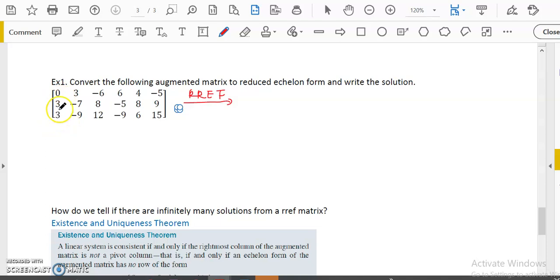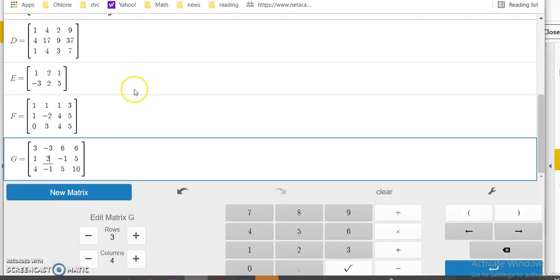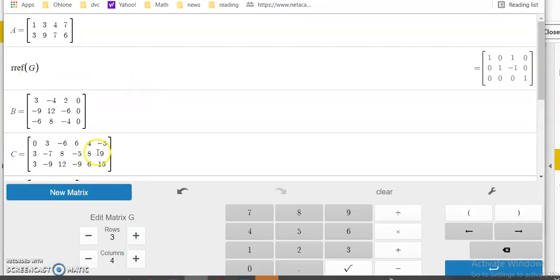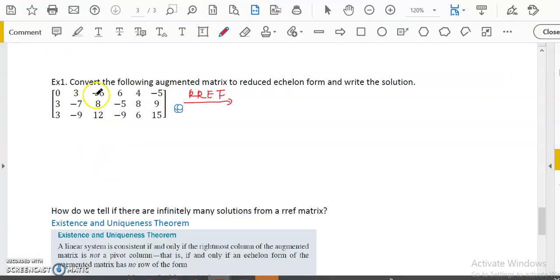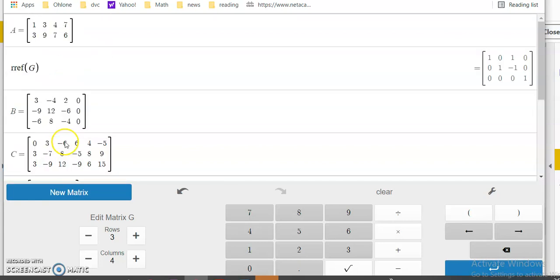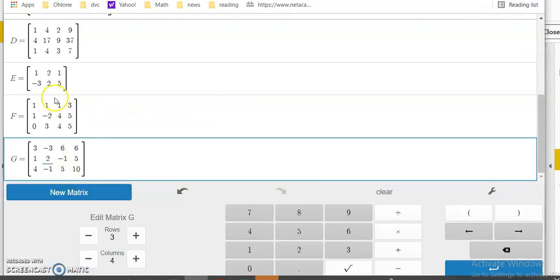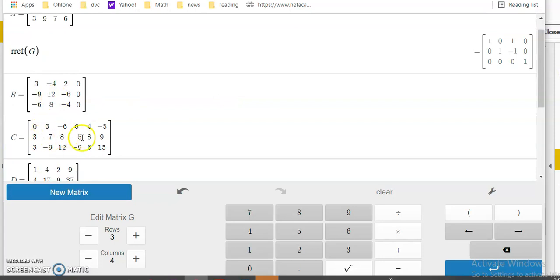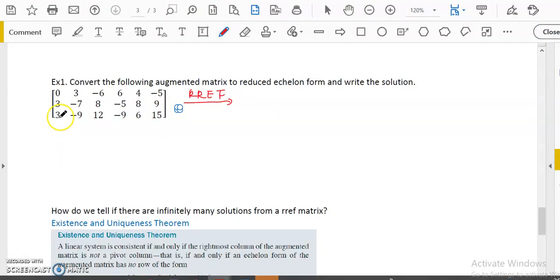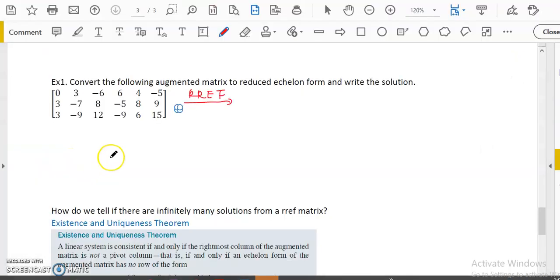So 3 rows and then 1, 2, 3, 4, 5, 6 columns. So there's a lot of time involved in entering it. Did I enter it already? No, here I'll enter it in C. 0, 3, negative 6, 6, 4, negative 5. Just make sure that it is right. 0, negative 7, 8, negative 5, 8, 9. 3, negative 9, 12, negative 9, 6, 15.